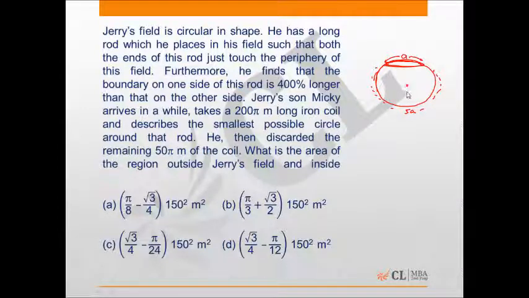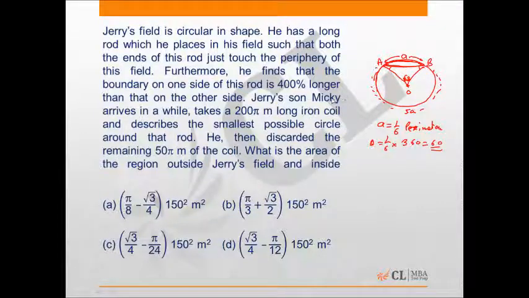So let's say O is the center, and I join these 2 points. Because this arc A is 1/6 of the perimeter, the central angle will be 1/6 of the total angle, which is 360, that is 60 degrees. So I know that this angle is 60 degrees now. That means OAB will be an equilateral triangle, right?